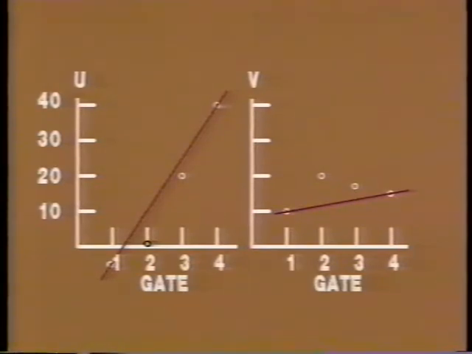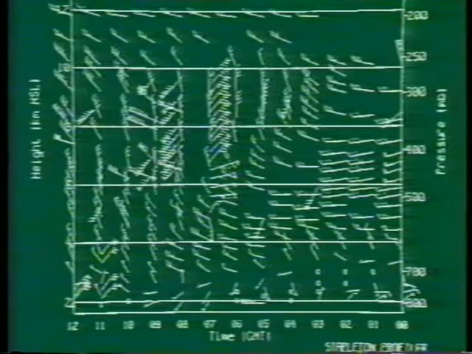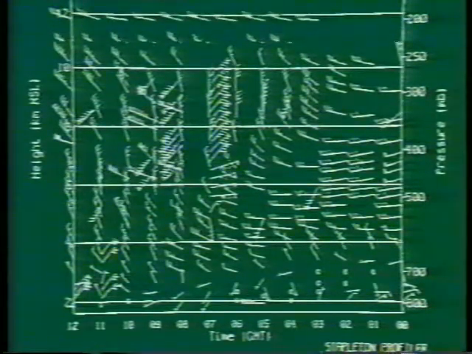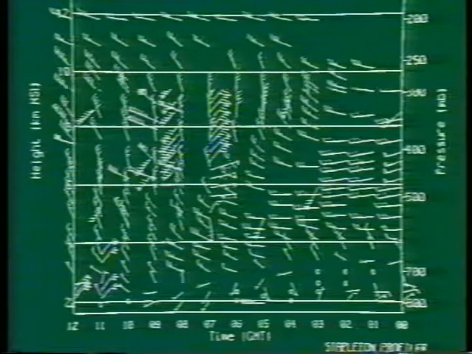How effective are the median and vertical shear checks when the data are really noisy? Here is a rare example from the Denver profiler at Stapleton Airport. It is easy to spot many bad data. After quality control, almost all bad data have been removed.